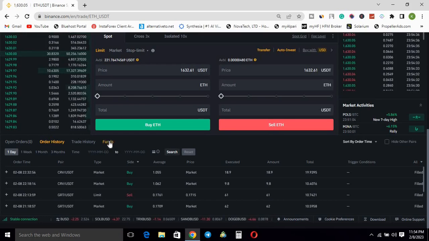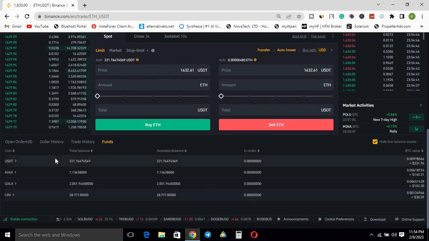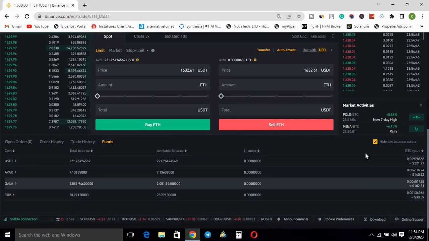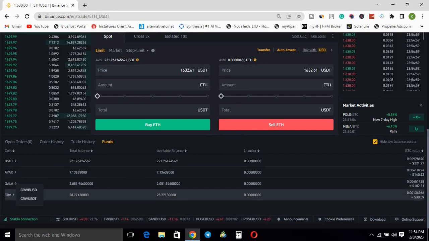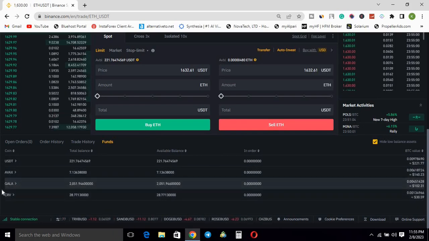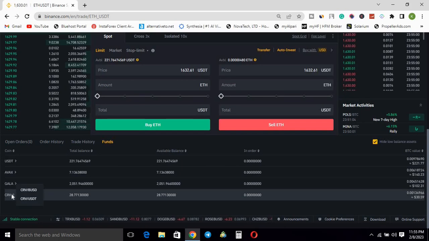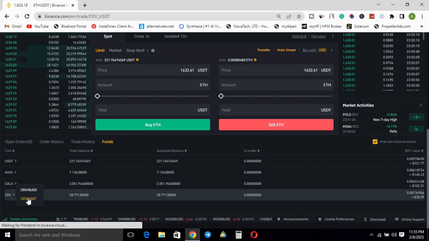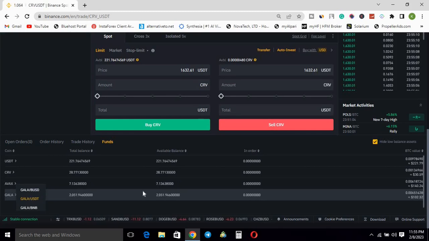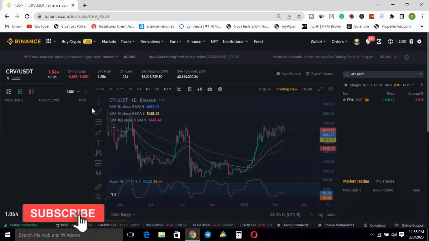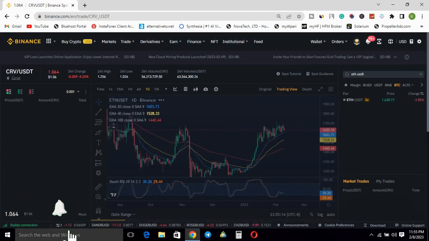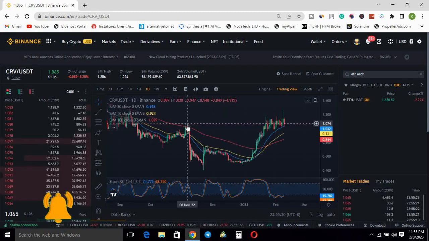If you come to the fund section right here, it will show you my account balances and the coins that I have bought. If you can check, I'm holding AVAX, Gala and CRV. If you want to see the information about these pairs, you can hover over one of them and select the one with USDT, because that is the one that I'm currently holding. Then the information right here will change and bring me that coin, which is CRV USDT, just like you can see here.